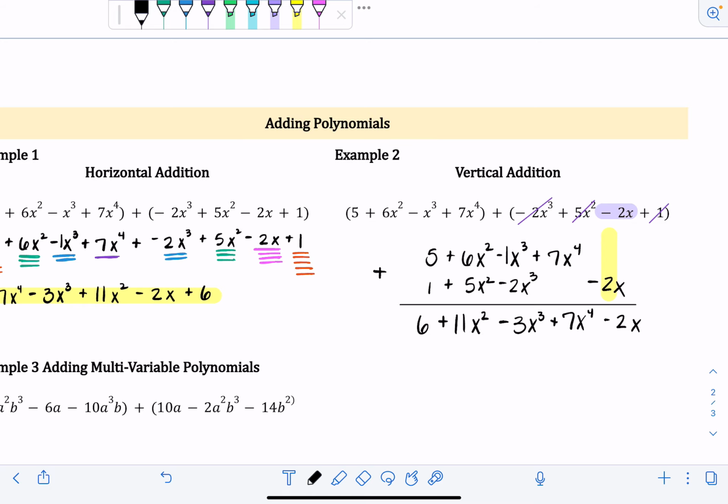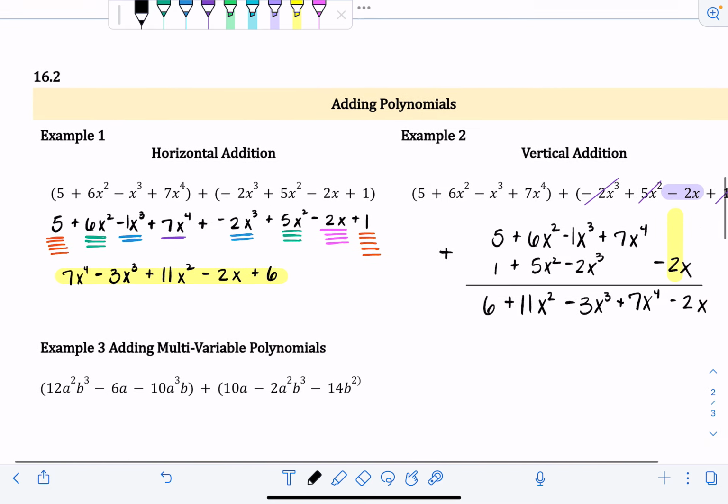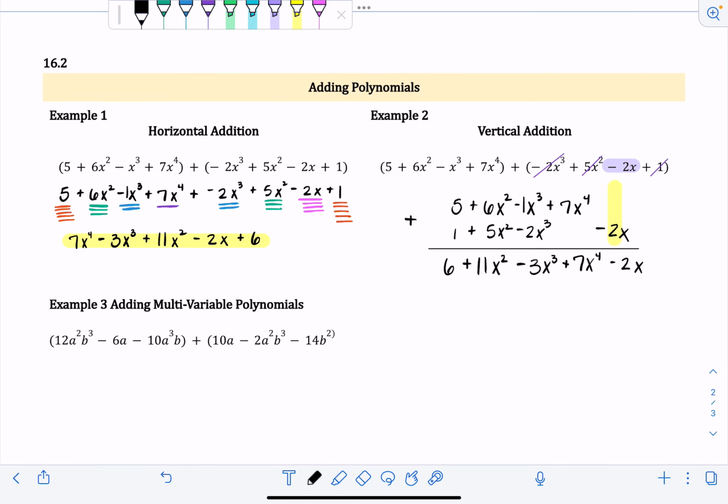And then I'm just going to rearrange the answer we just got to put it in order of highest exponent down to lowest. So that would mean 7x to the fourth comes first. So that's the highest power. And then negative 3x to the third power comes second. Next would be 11x squared, so plus 11x squared. Then next would be negative 2x. Then last would be plus 6.